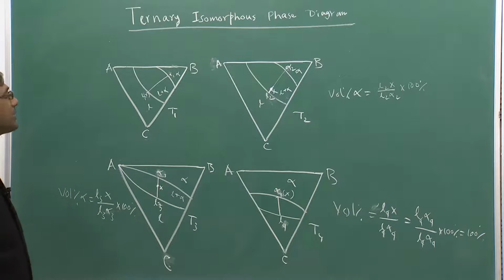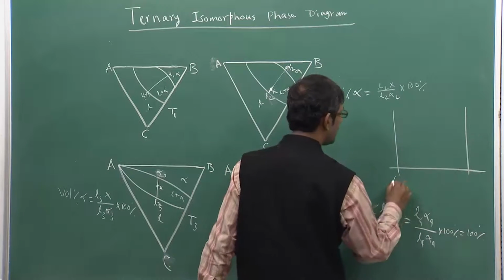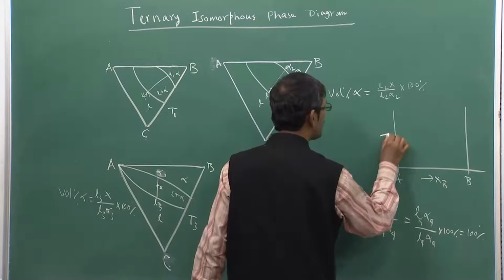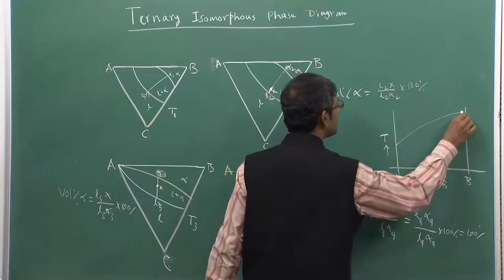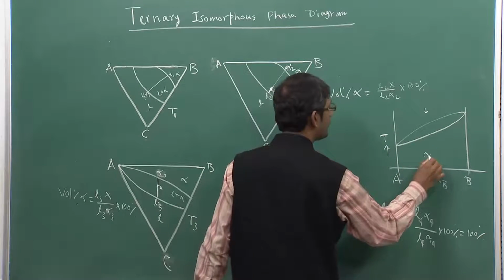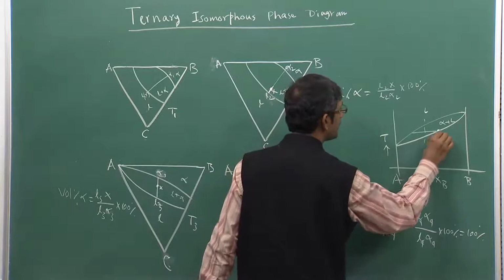It is exactly the same as a binary. In a binary you can also do exactly the same thing. So it is very easy to follow. That is why I always wanted to draw this picture, the binary isomorphous phase diagram, liquid, alpha plus liquid, alpha. If I follow it up, I can draw this.